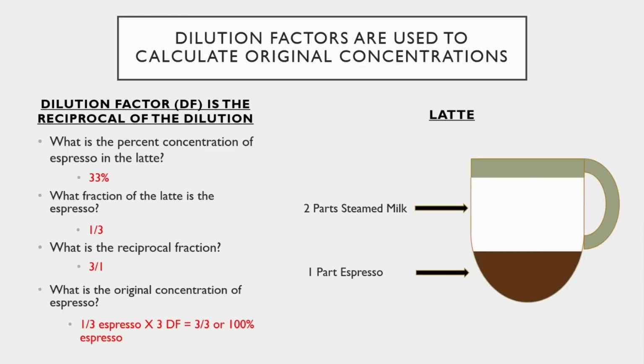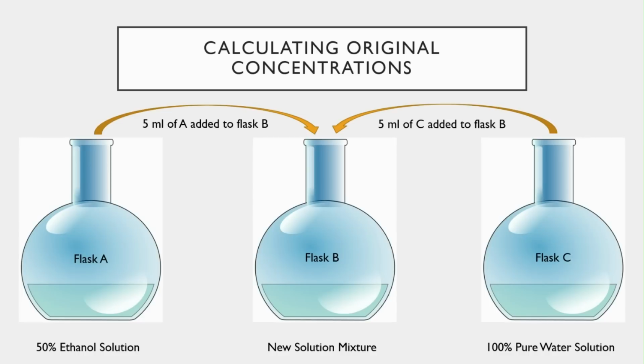Let's take a look at another example. But you can see why taking the current concentration of something, which is in this case the concentration in the latte, and in microbiology it's the CFUs on the plate, and then multiplying it by the dilution factor can give us the original concentration. Let's see how this would play out in chemistry next to further our understanding.